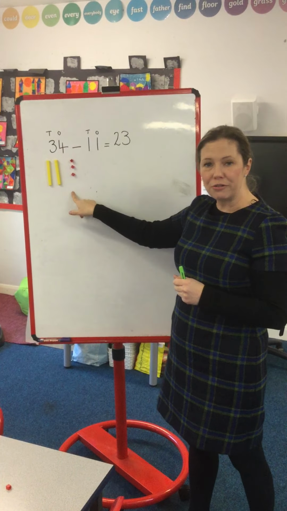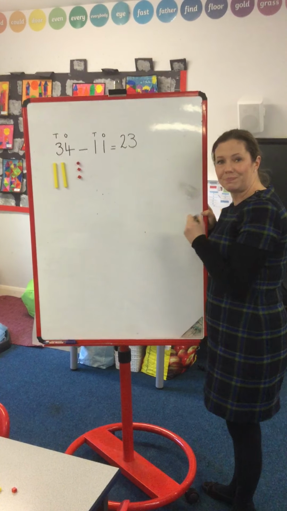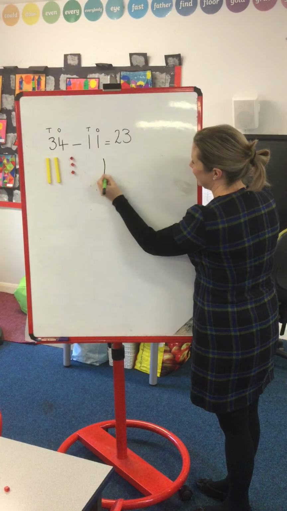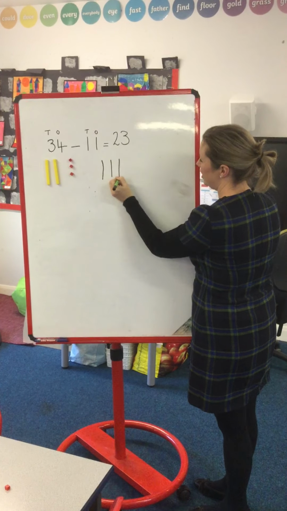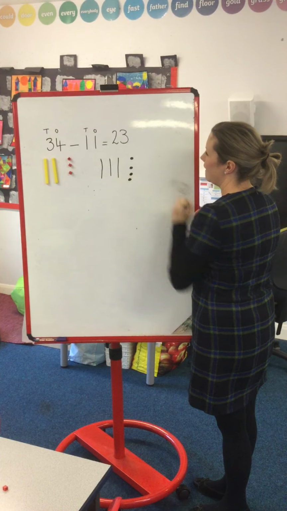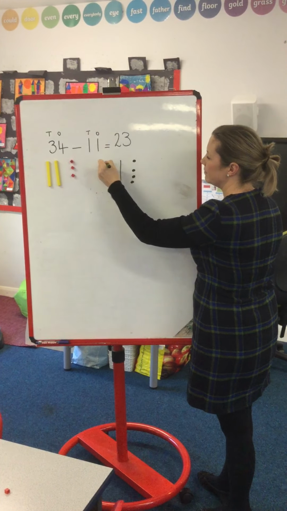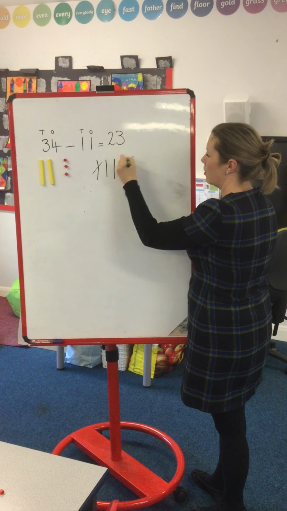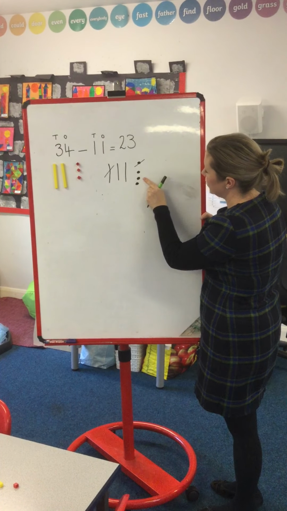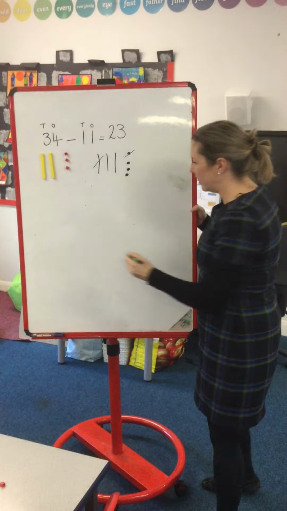So when you've used the concrete, we can then use that again to do a jotting. I can just imagine Penny already saying, I don't believe you. Right, let's have a go. 10, 20, 30. 1, 2, 3, 4. There we are. So we've got our 34, and I'm going to cross out a 10, and then I'm going to cross out a 1. And so that leaves us with 10, 20, 21, 22, 23. And then that takes us to our empty number line.